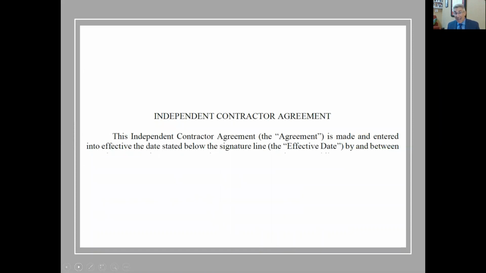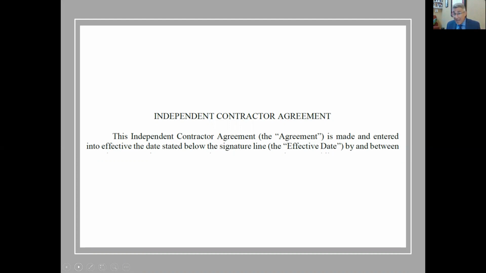If someone hands you a document that looks like this one and says independent contractor agreement across the top and starts out with verbiage like this independent contractor agreement, the agreement, and so on. Steve, does that mean the worker is an independent contractor? What's the answer?